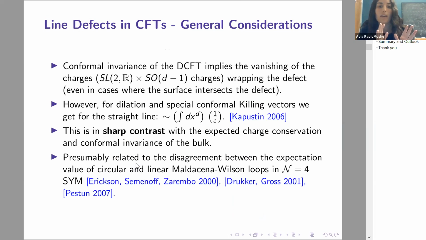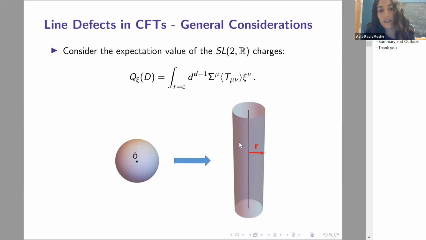Now, conformal invariance of the DCFT implies the vanishing of the SL(2,R) charges, and also the SO(D-1) charges, that wrap the defect, even in cases where the surface intersects the defect. Now, for non-conformal defects, what happens is that these charges vanish whenever the surface wraps the defect and does not intersect it. But when the defect is conformal, then these charges should vanish even in cases where the surface intersects the defect. One quick way to see that is you can imagine wrapping the line with a small box that cuts the line.